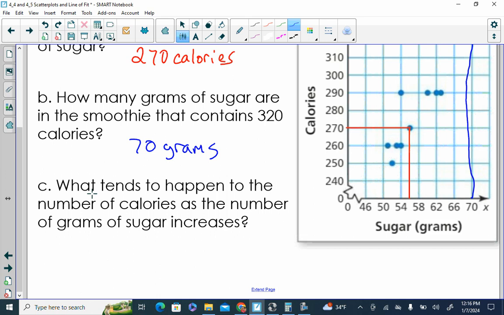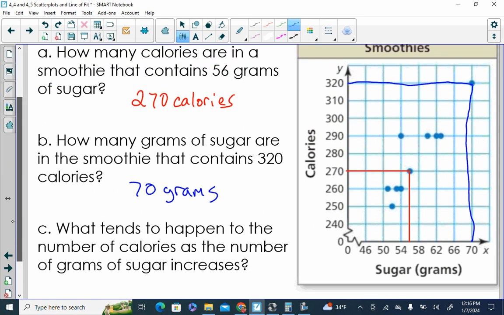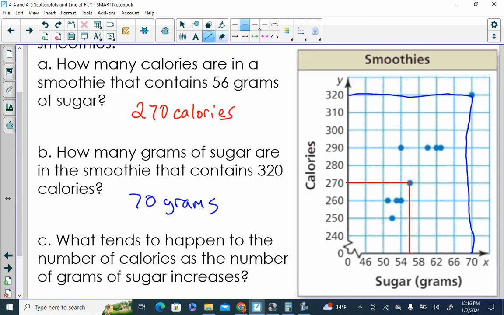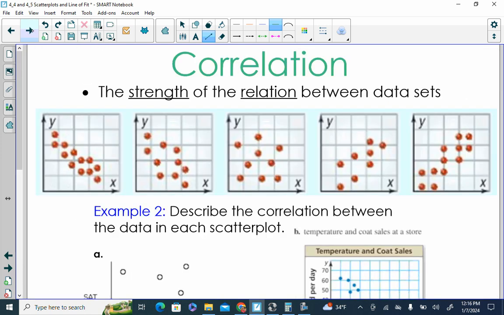Question C asks, what tends to happen to the number of calories as the number of grams of sugar increases? Well, we can see that as we look at the data from left to right, when the number of grams of sugar increases, the calories increase as well. So we're looking at something that looks along this line here. As grams of sugar increases, so do the calories.